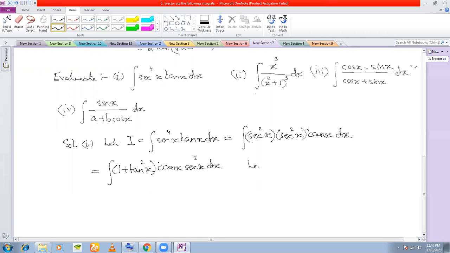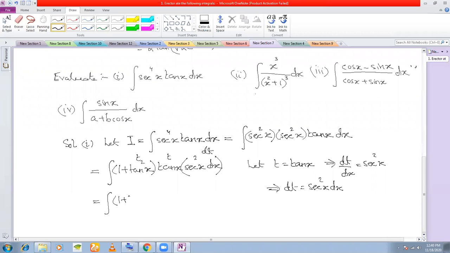Now in this what you do is, let t is equal to tan x. Okay. That means what is dt dx? Dt dx is sec square x. That means dt is sec square x dx. So now what happens? This becomes your dt, right? And tan x we have already assumed to be t. These two are t. So this integral becomes what? 1 plus t square into t dt, right? This is what it becomes.